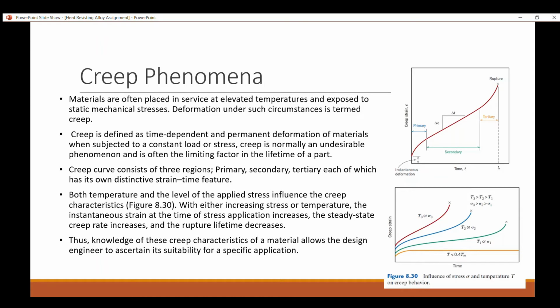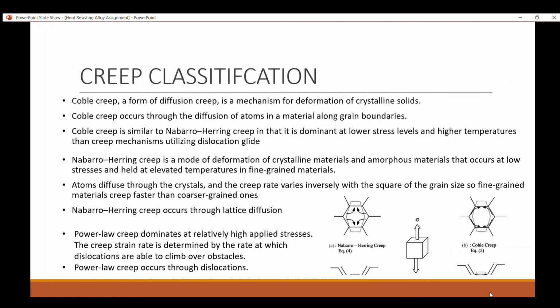From all of this information, we know that creep characteristics help engineers to estimate the lifetime or sustainability of a material for a specific application. Next will be the creep classification. There are 3 types of creep classification, which are Coble creep, Nabarro-Herring creep, and power law creep.